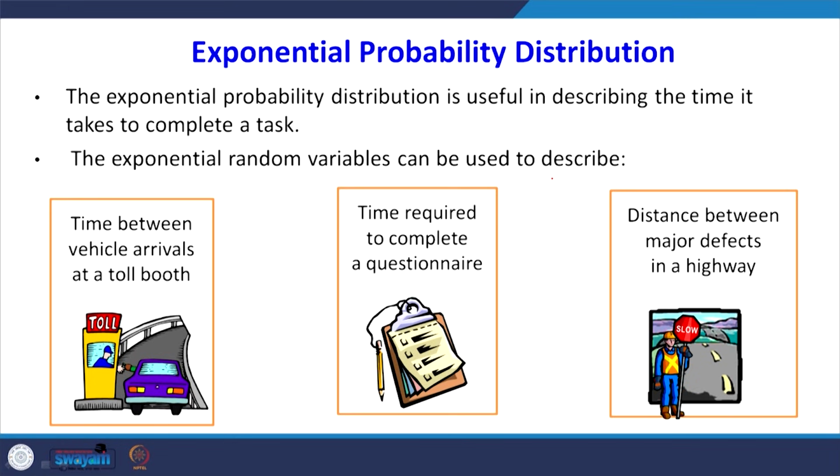Next, we will go to the exponential probability distribution. The exponential probability distribution is useful in describing the time it takes to complete a task. The exponential random variable can be used to describe the time between vehicle arrivals at a toll booth, the time required to complete a questionnaire, or the distance between major defects in a highway. For example, whenever the word between comes, as in time between arrivals, then it is appropriate to use exponential distribution.